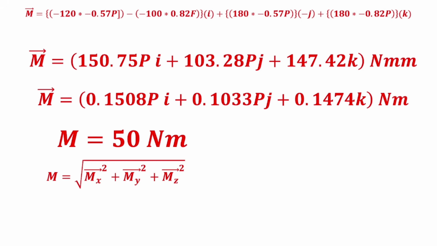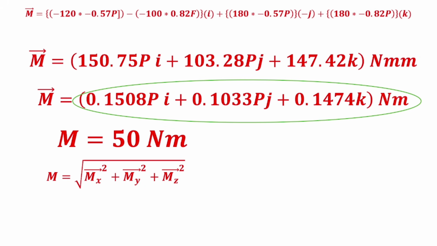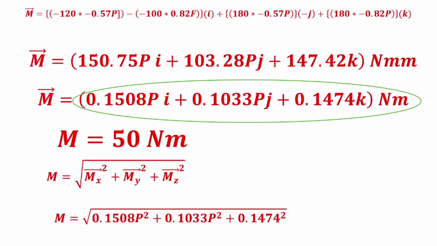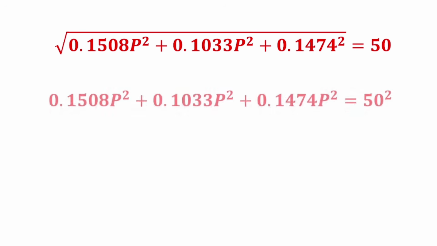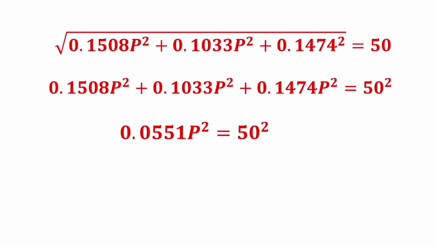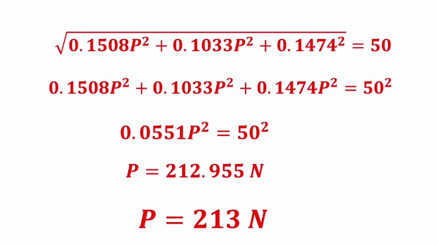And we have the magnitude of the moment, which is 50 Newton meters, given with this formula wherein you square each of the components of the moment, add them up and find the square root. So if you do that, you have our moment as shown, and if you equate them, because our moment is given as 50 Newton meters, we have what is shown. And if you simplify, at the end of the day, you have our force P to be 212.955 Newtons, which is also equivalent to 213 Newtons. I believe this is straightforward.